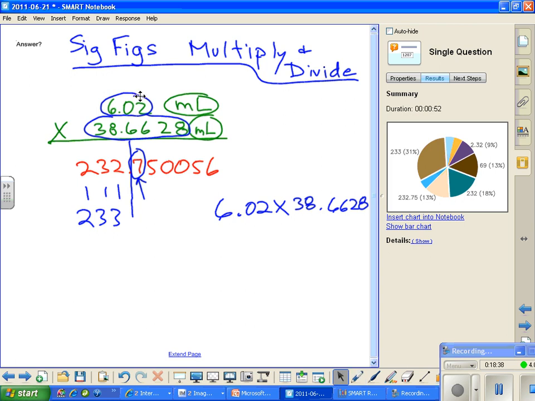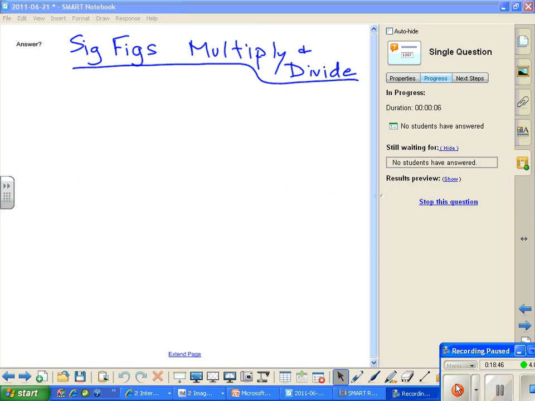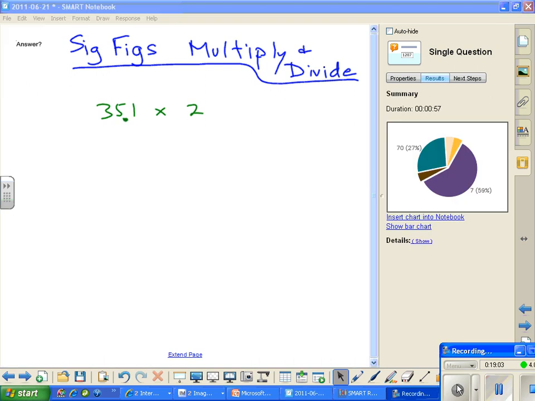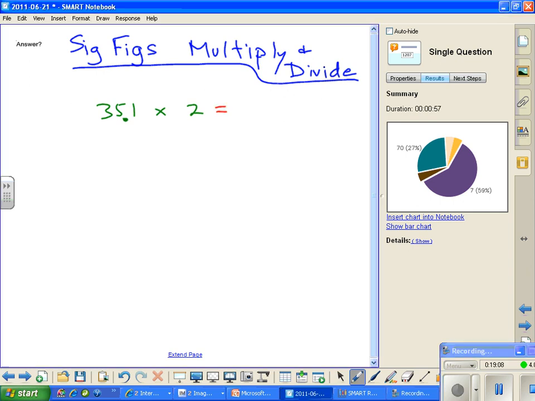It's all dependent upon the sig figs of the 2 numbers involved, and you go with the one that has the smallest number. This time I'm going to write the numbers a little bit differently. I'm going to write 35.1 times 2. Let's get the right number of sig figs at the end. All right, here we go. What is the number coming out of a calculator? 70.2. Is that the number?